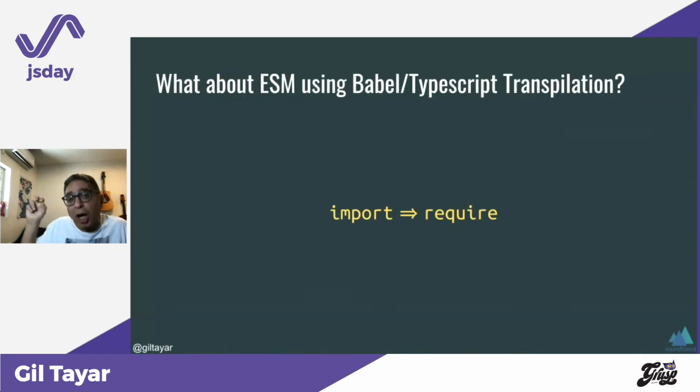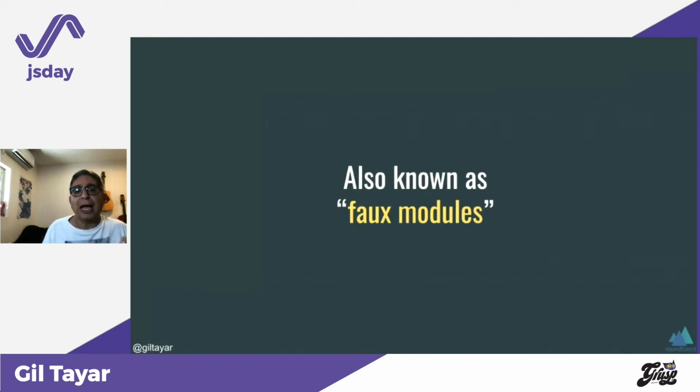These kinds of modules are not ES modules, not native. They're transpiled, and they are called fake modules. We'll see it in a second, I think, later. "Fake" in French is "faux." And the reason that they're fake is they're transforming ESM from an import to a require.